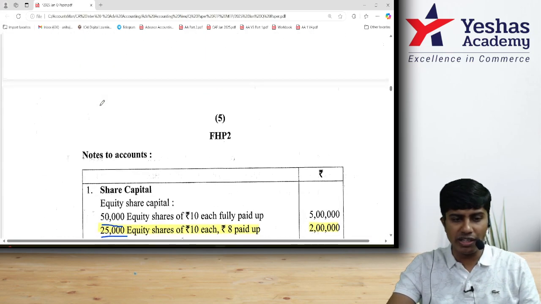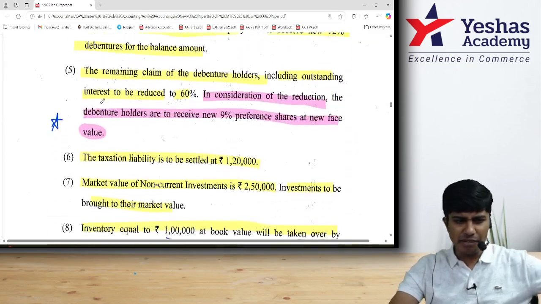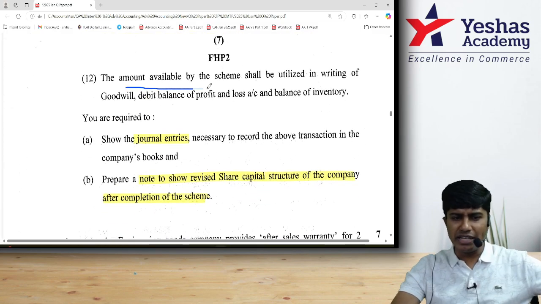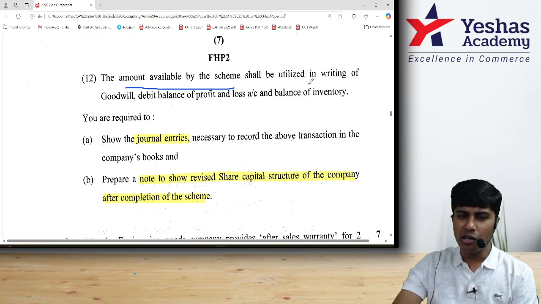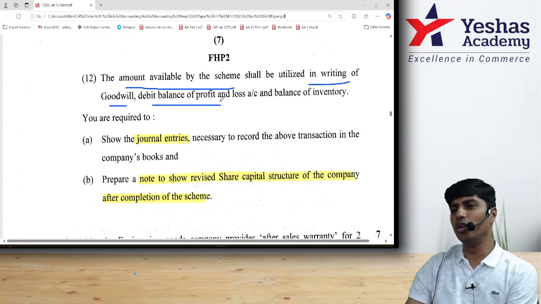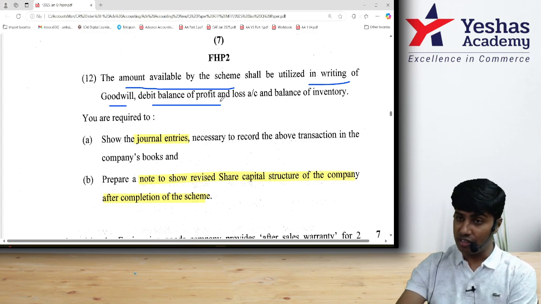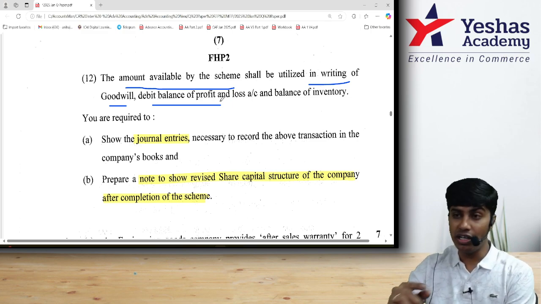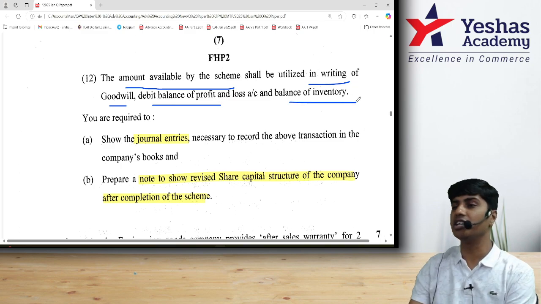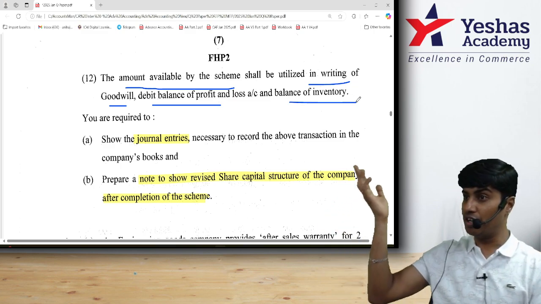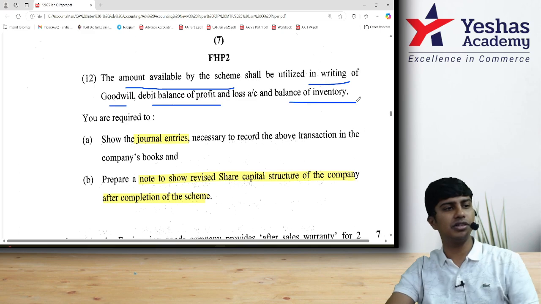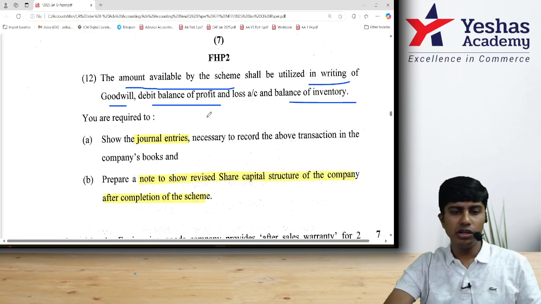What have they asked us to do at the end? Adjustment number 11 over 12. Amount available by scheme, basically in capital reduction, will be utilized in writing off goodwill, debit balance in P&L. This anyways we will do even if they don't tell. They've told after this if there is any excess, we'll usually transfer to capital reserve. They're telling before you transfer to capital reserve, adjust against inventory. After adjusting inventory and writing off inventory, if you still have excess, then you should transfer to capital reserve. Did everyone get this?